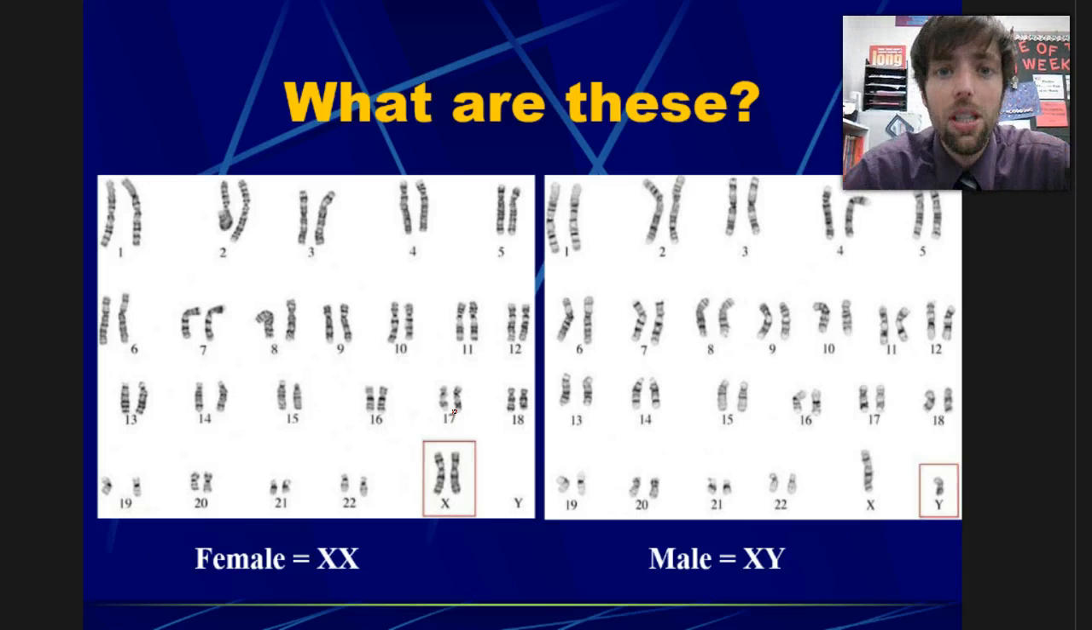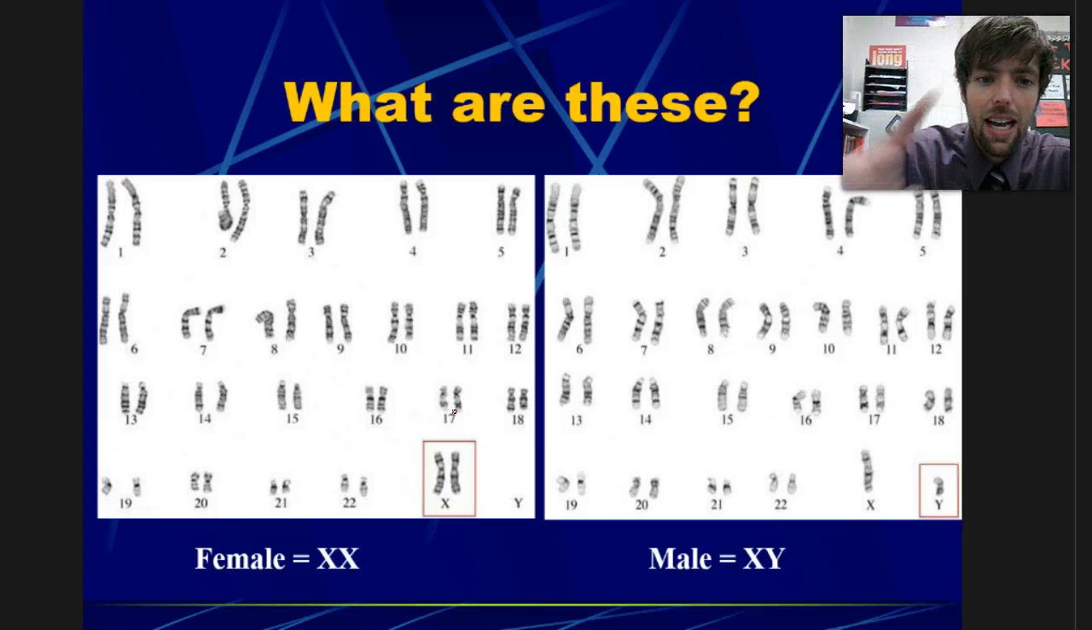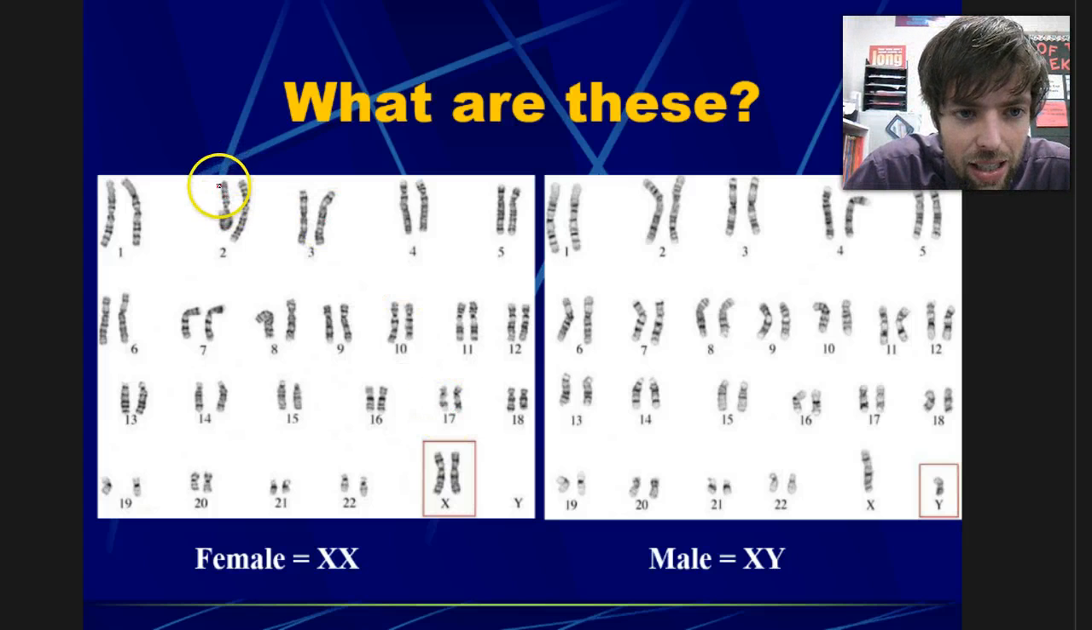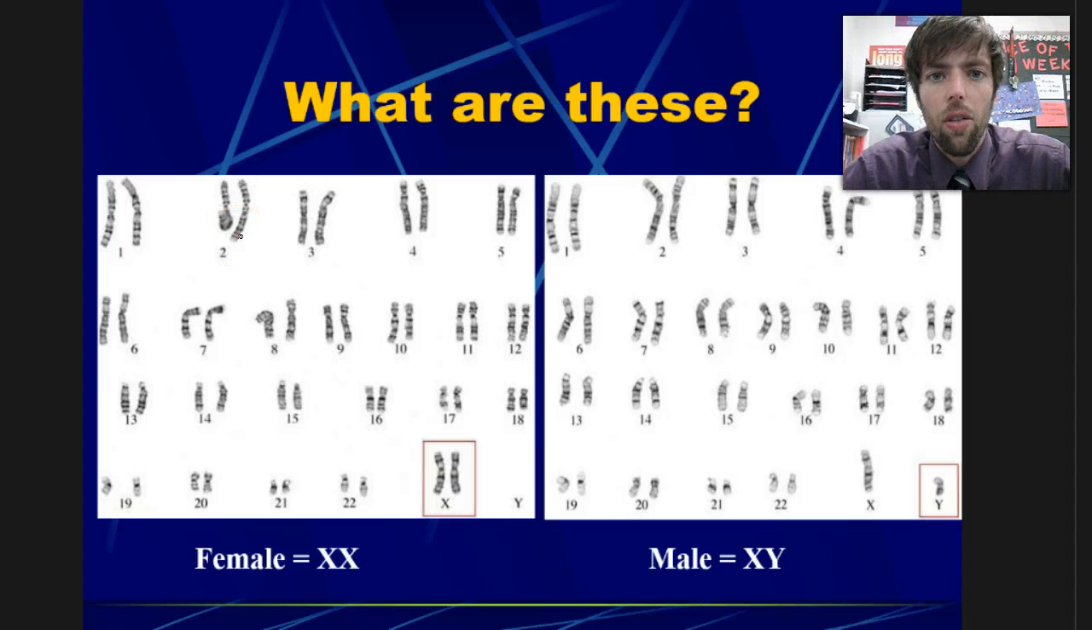But if we could have zoomed in on just one cell's worth of DNA, this is what you would have seen, these funny looking banding patterns. And what these are known as is chromosomes. Each of these little things right here are called chromosomes.